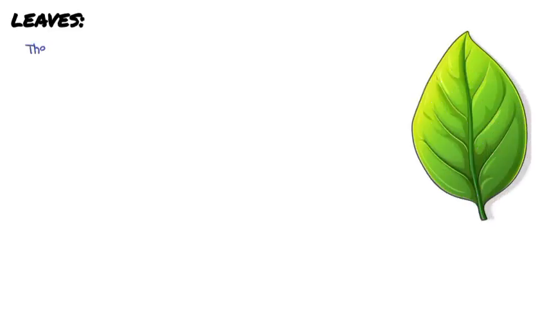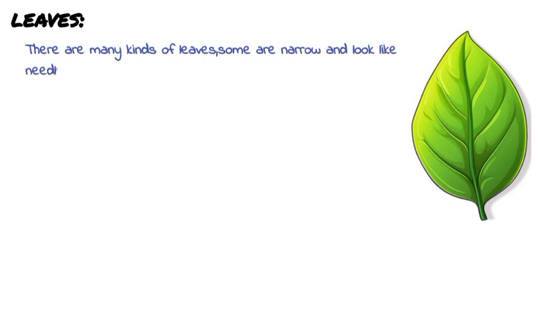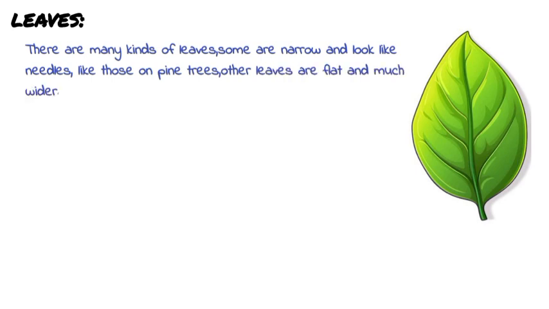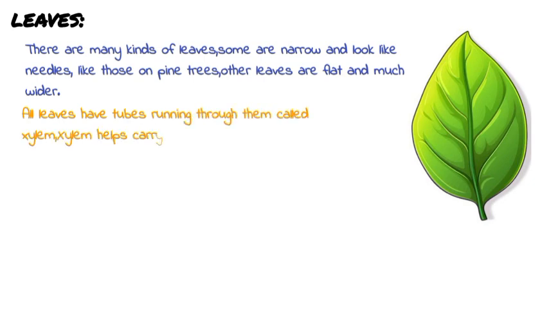Leaves. There are many kinds of leaves. Some are narrow and look like needles, like those on pine trees. Other leaves are flat and much wider. All leaves have tubes running through them called xylem. Xylem helps carry water from the roots to the stem and leaves.